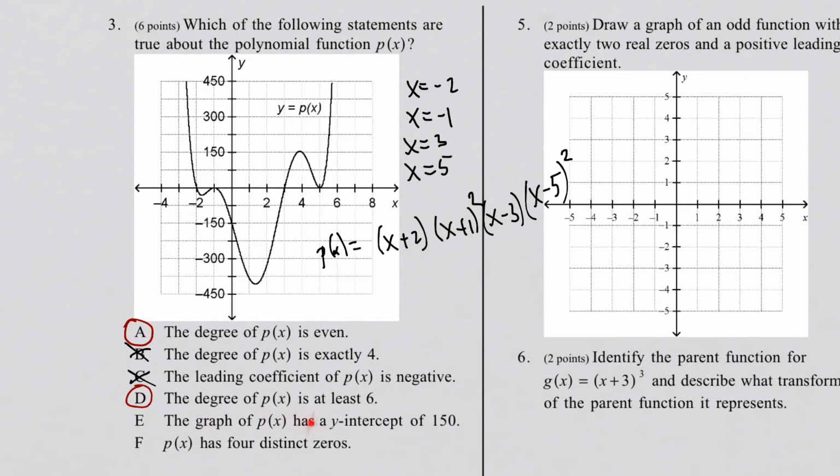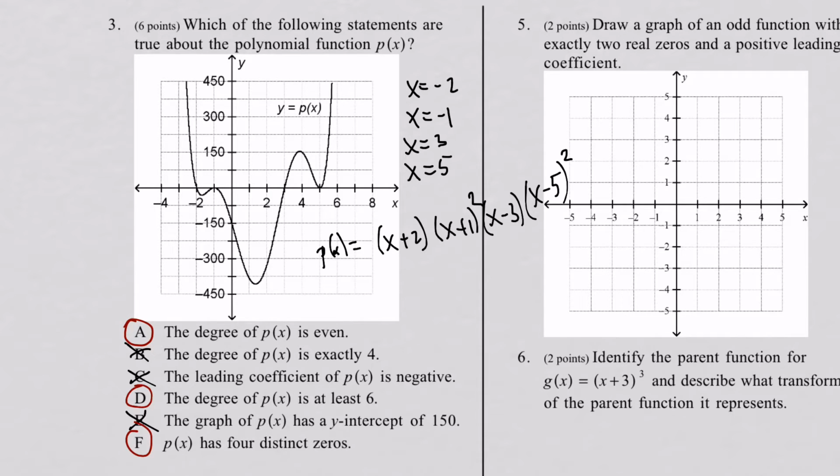The graph of the function has a y-intercept at 150. That one's pretty easy to check. Check the y-axis, check the y-intercept. It's negative 150, not positive 150, so no. And finally, p of x has 4 distinct zeros. Zeros is another word for x-intercepts or solutions. And the answer to that is yes. 1, 2, 3, 4. It crosses or touches the x-axis at 4 different points. So that one is true.